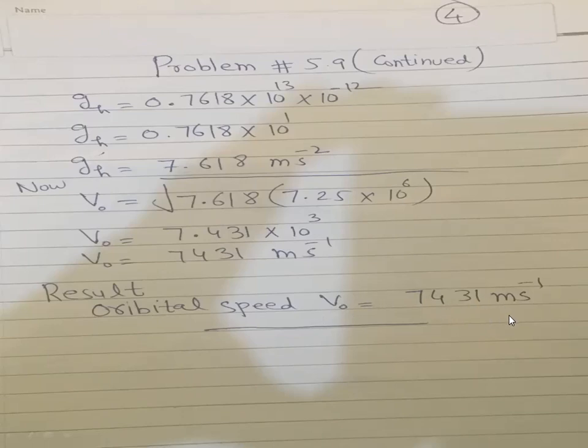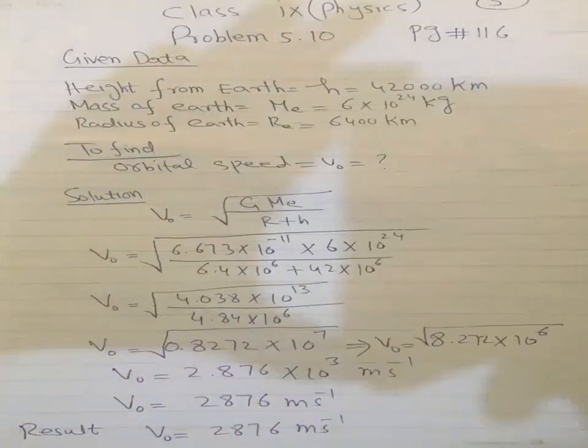Now I'm moving towards the last numerical of this chapter, 5.10. Numerical problem number 5.10 is on page number 116. I read the numerical statement first. A communication satellite is launched at 42,000 kilometers above Earth. Find its orbital speed. Again, we need to find out the orbital speed.